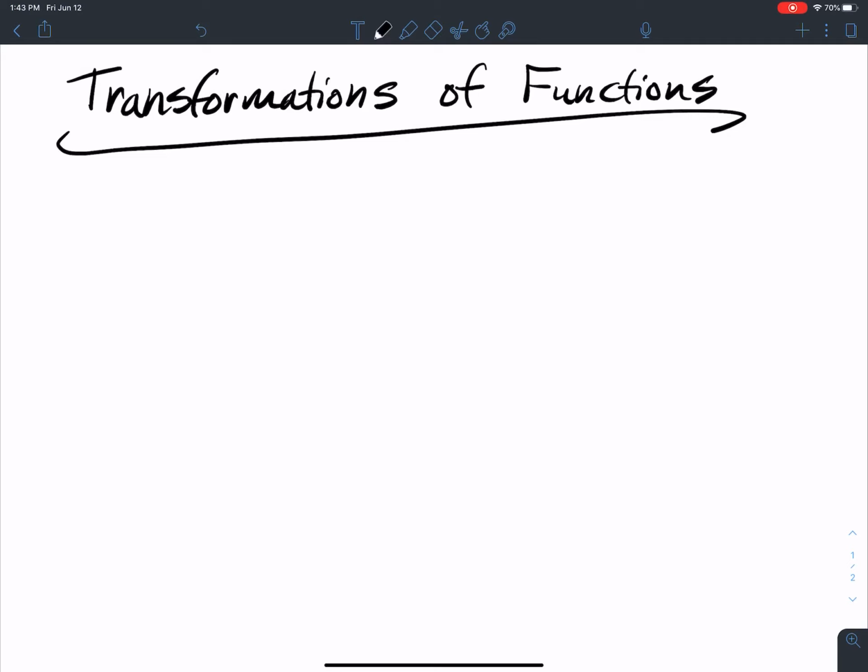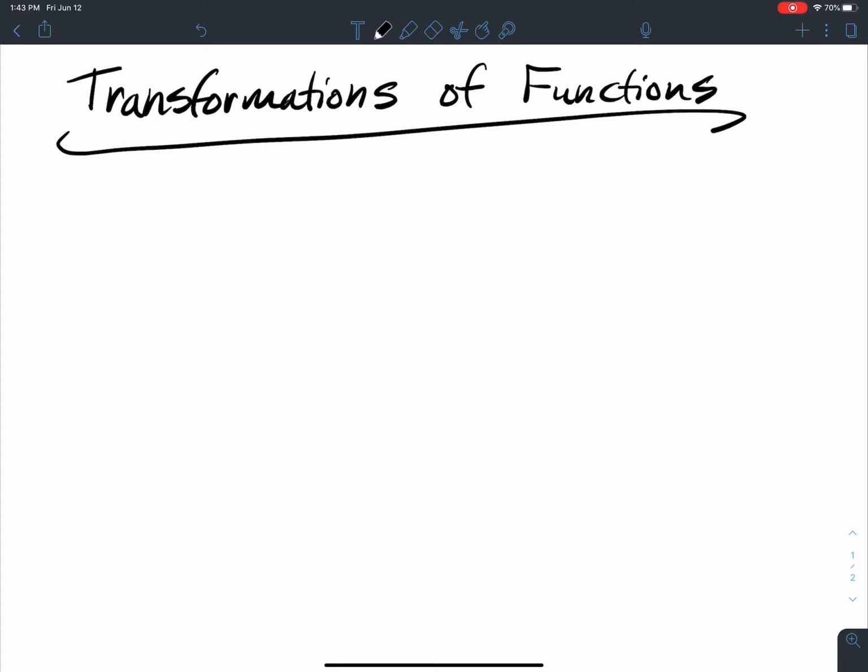So here we're going to talk about transformations of functions. We're going to talk about horizontal shifting, vertical shifting, reflections across the X and Y axes, and then stretching and compressing. Okay, so we're kind of summarizing all the different transformations.